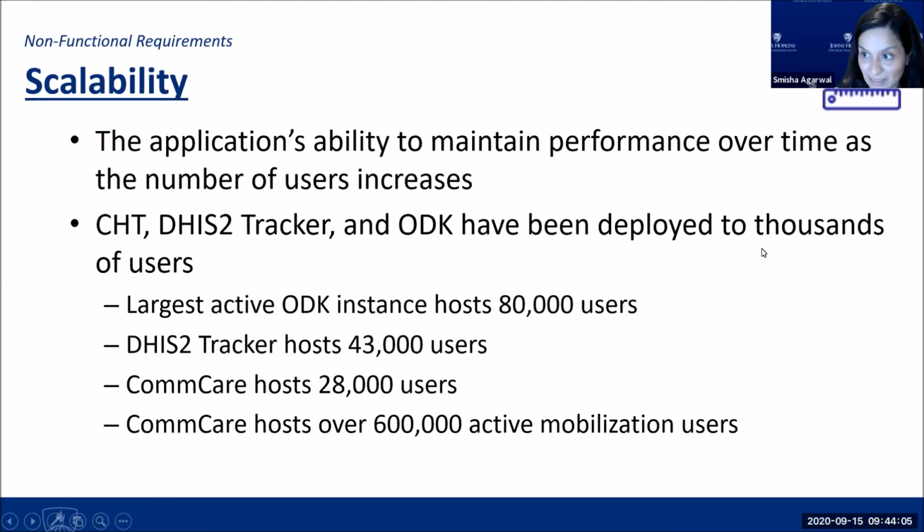So scalability, it is the ability of the application to continue to maintain its performance over time under different settings. And this does require that the application is consistent and does not crash or stall as the number of users increase. The Community Health Toolkit, CHT, DHIS2 Tracker, and ODK, they've been deployed to tens of thousands of users. The largest instance of ODK hosts more than 80,000 users. DHIS2 Tracker hosts 43,000 users. ComCare has 28,000 users. So they are fairly scaled applications.